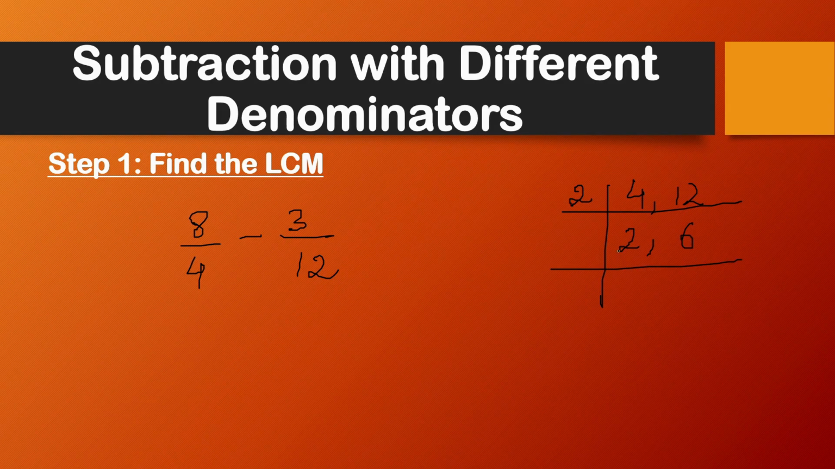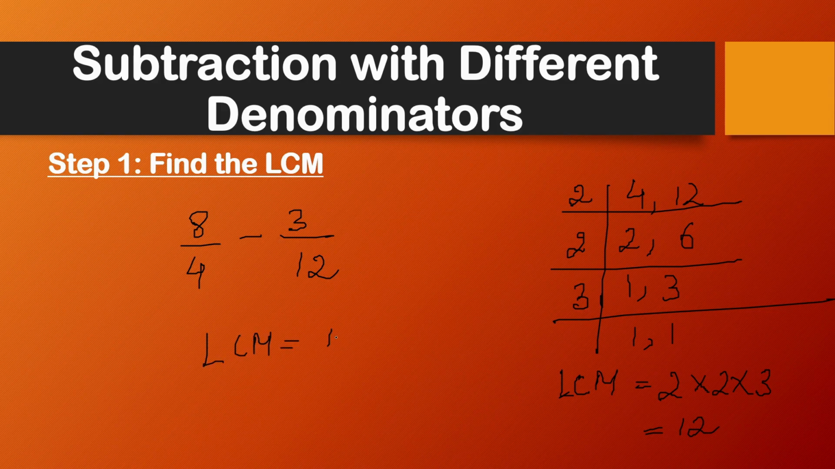Again, 2 is a common factor. So I'll put 2, 1 and 3. Now, since I want it till 1 and 1, I'll divide with 3, 1 and 1. So my LCM is going to be 2 multiplied by 2 multiplied by 3. So 2 times 2 is 4, 4 times 3 is 12. So my LCM is going to be 12.